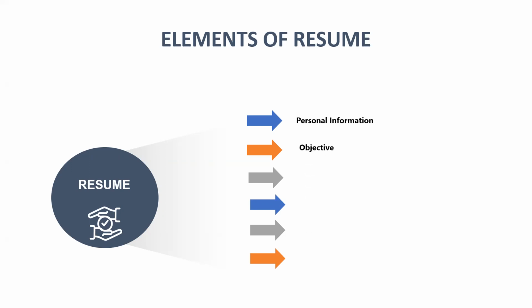Next, objective. Here, in simple terms, we should mention what the goal is. We should give a small summary of why we are searching for this particular job. It must be related to the specific job that we are applying for, and it must not be vague in nature. It must be specific. It can also be called a goal statement.